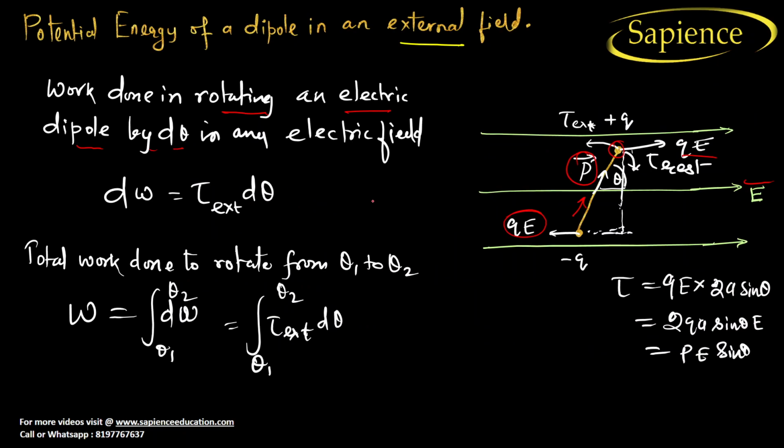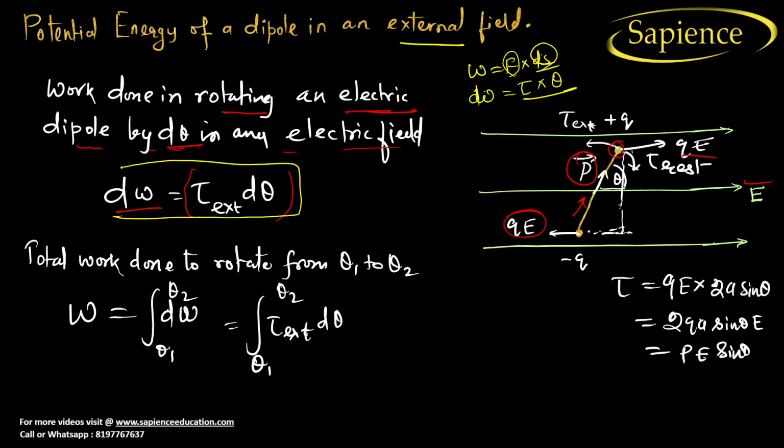So work done in rotating an electric dipole by d theta in an electric field is equal to dW, and dW is equal to torque into d theta. Why? You know that work done is equal to force into displacement, right? But here, in place of force, torque is responsible, and in place of linear displacement, theta is responsible. So we write dW, the work done, is equal to external torque into d theta.